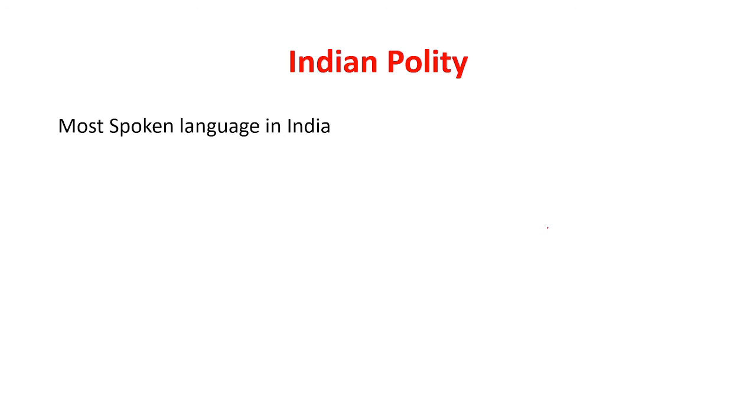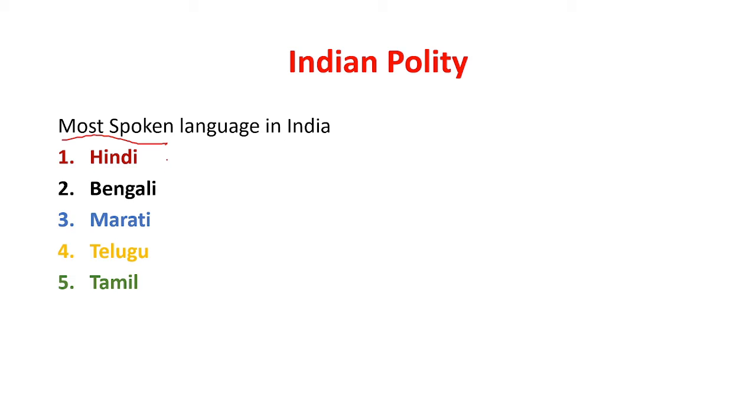And now we'll see some more about those languages. So, most spoken language in India. As we already know that Hindi is the most spoken language and after Hindi, it is Bengali, which stands second after Hindi and it is followed by Marathi and it is followed by Telugu, it is followed by Tamil. So first Hindi, second Bengali, third Marathi, fourth Telugu and the fifth is Tamil.